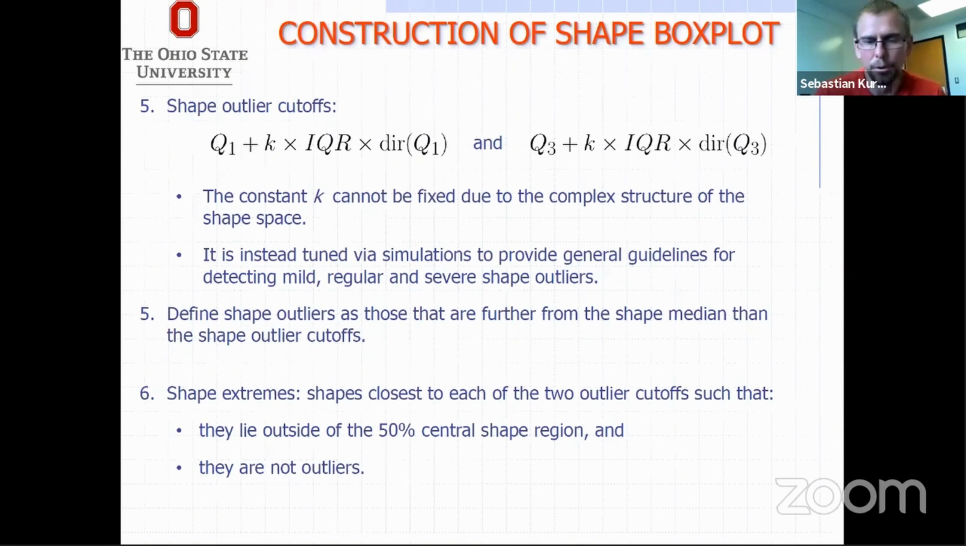And to complete the picture, the shape extremes, so things that correspond to the minimum and maximum in some sense, will be the two shapes that are closest to each of the two outlier cutoffs, such that they lie outside of the 50% central shape region and are not flagged as outliers.